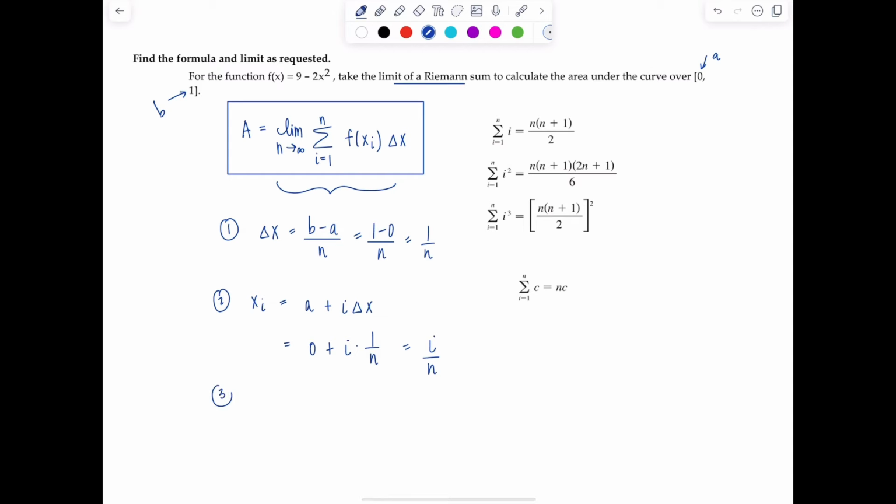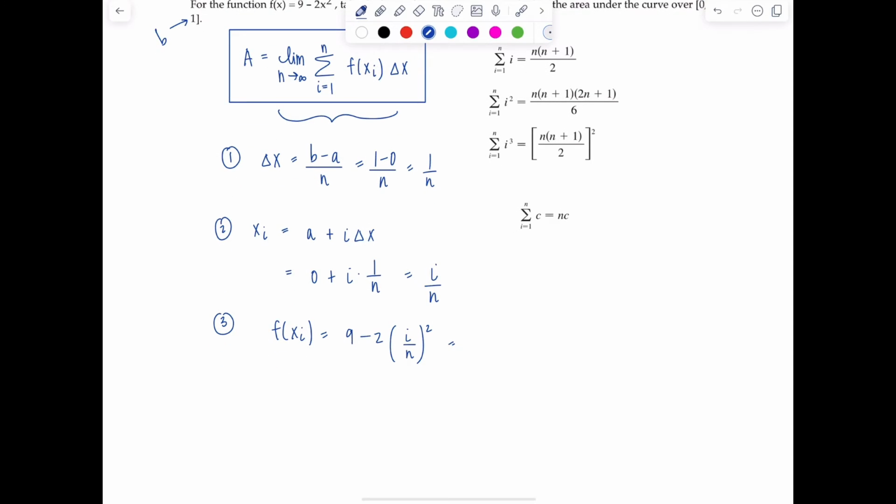And then the third thing you should compute before you set everything up is f of x sub i. So you take your function f of x and you substitute in x sub i for x. So it'll be 9 minus 2 times i over n squared. What does that give me? 9 minus 2i squared over n squared. That's f of x sub i. So now we're going to put everything together.